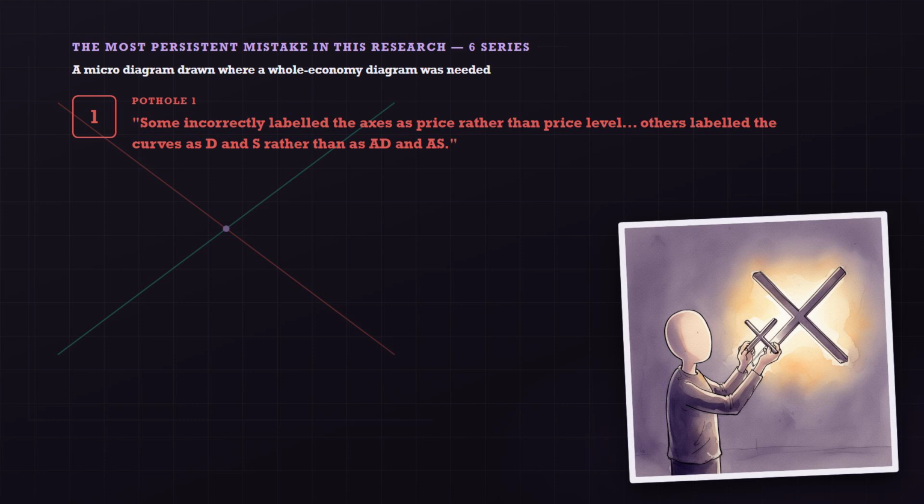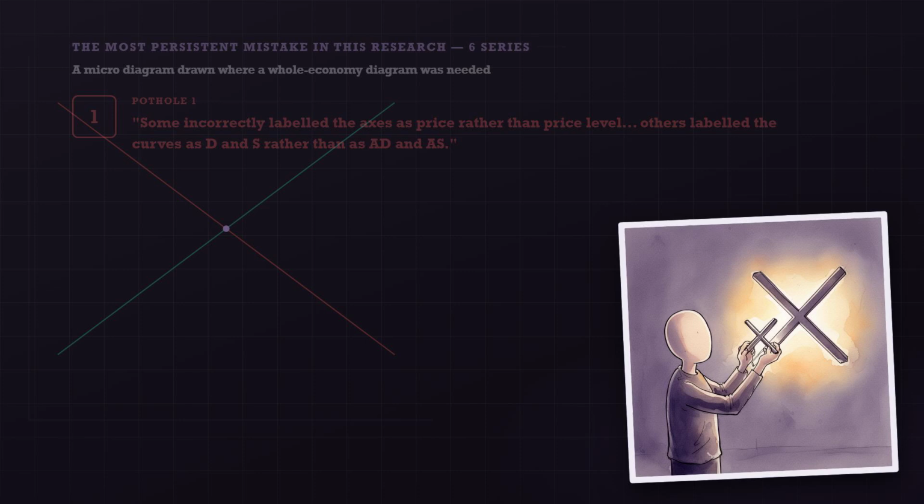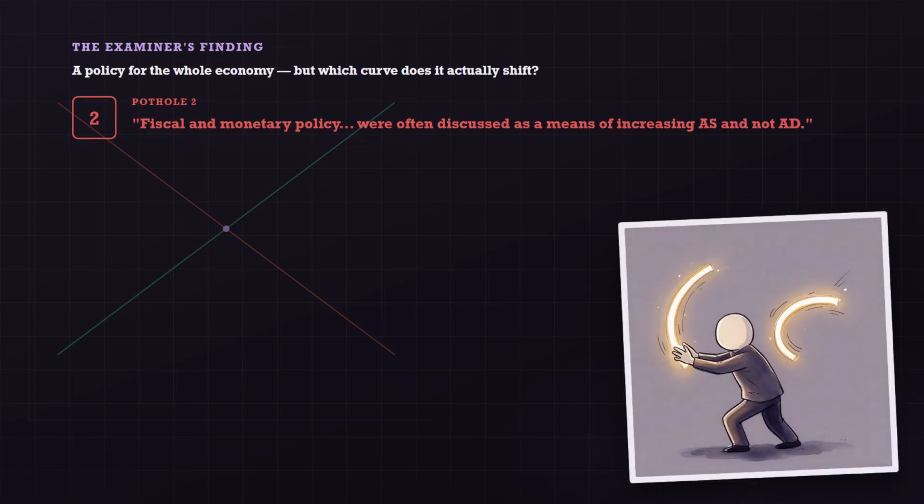Some incorrectly labeled the axes as price rather than price level. Others labeled the curves as D and S rather than as AD and AS. An ordinary microdiagram drawn where a whole economy diagram was actually required. Here's a second finding on what a policy for the whole economy actually shifts. Fiscal and monetary policy were often discussed as a means of increasing AS and not AD.